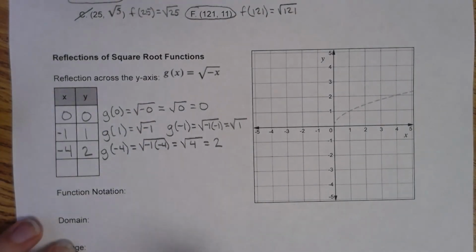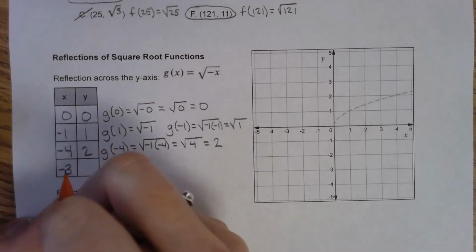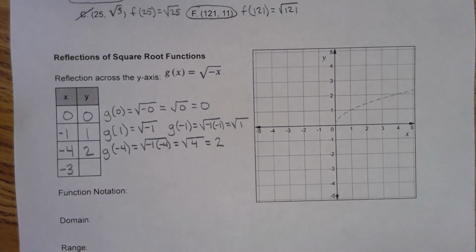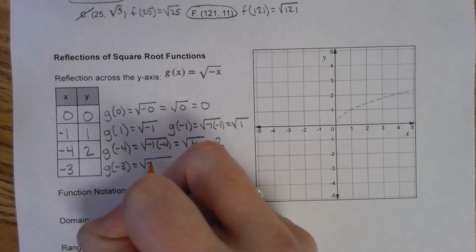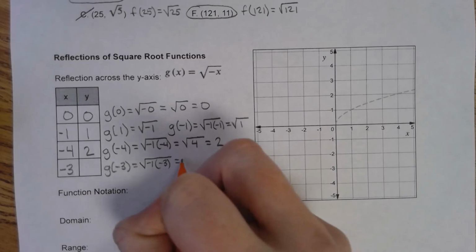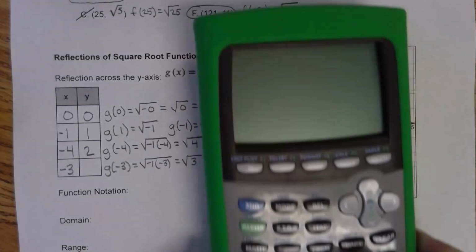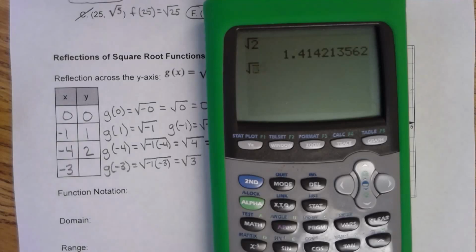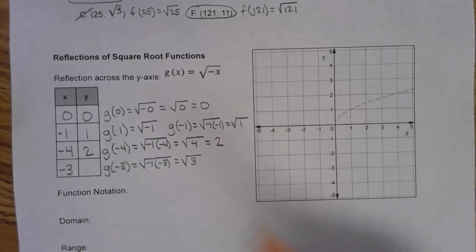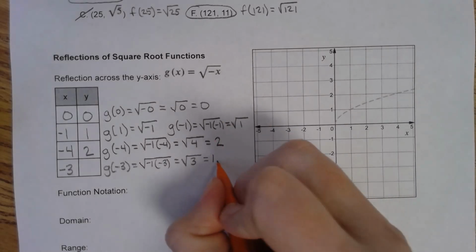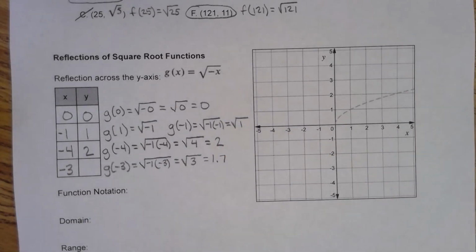Let's choose one more value. I'm going to choose a -3. I know it's not a perfect square, but that way we can still see where that falls on our graph. So as an input value, g of -3, we have the square root. We'll take -1 times that -3, which gives us a +3, and we'll use a calculator to find that value. The square root of 3 gives us approximately 1.73. So that is our output value.